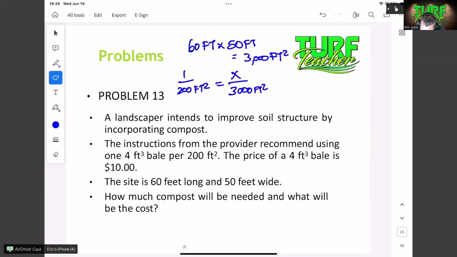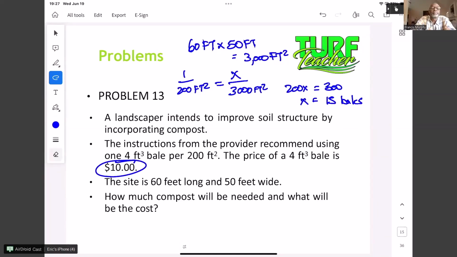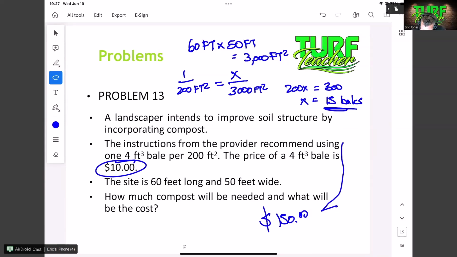So 200 into 3,000 is basically 15. Do the cross multiply. 200x equals 3,000. X equals 15 bales. They cost what? $10. So $150 for 15 bales, and it's going to cost us $150.